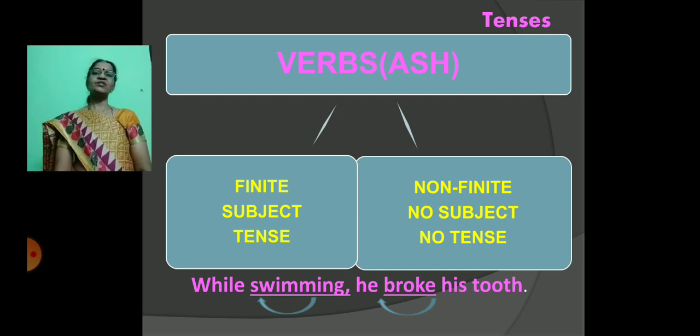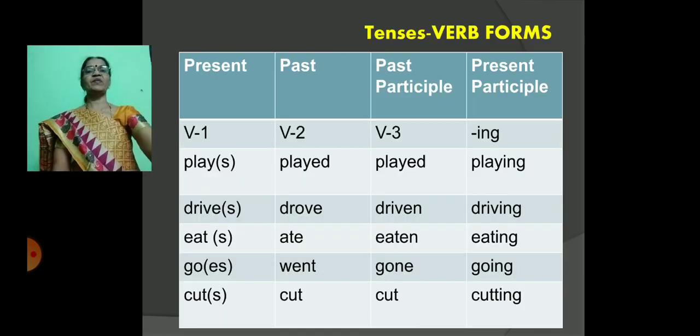So let's come to the second verb. What's the second word? Broke. As you see before broke, you have got the pronoun he. So he is a subject. And then broke is also in V2 form. It is in simple past. So broke here is a finite verb. So after having understood this, let's move on to the verb forms.